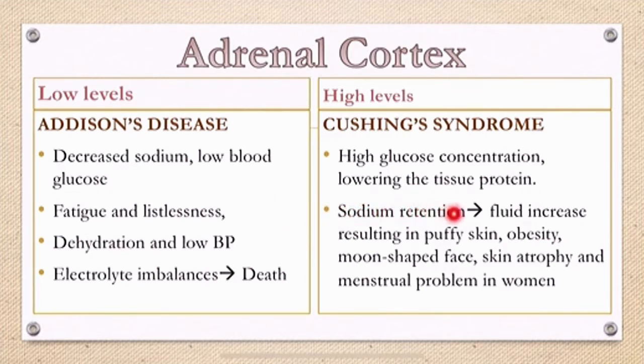The patient will also exhibit obesity, a moon-shaped face, skin atrophy, and menstrual problems in women. This can also lead to masculinizing changes in women, such as facial hair growth and lowering of voice pitch. Since there is sodium retention, because there will be increased levels of aldosterone.